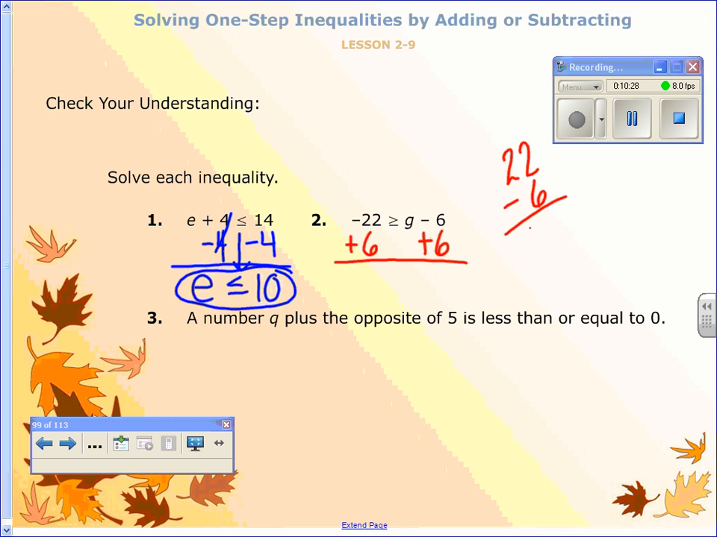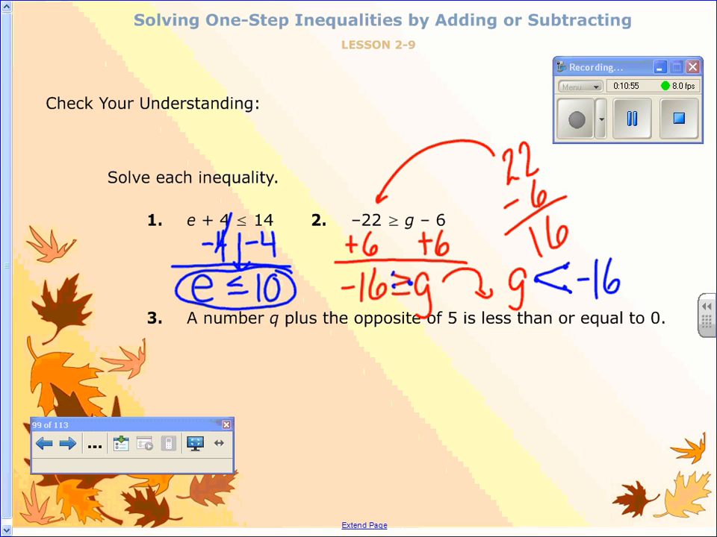22 minus 6 is 16. All right, and I take a look. 22 is a bigger number, and in the original, it was negative. So I have a negative 16 is greater than or equal to g. Or if I flip it, again, I do g first, and let's see. The point is facing g with the open at 16. So point at g, open towards the negative 16. And I have g is less than or equal to negative 16.